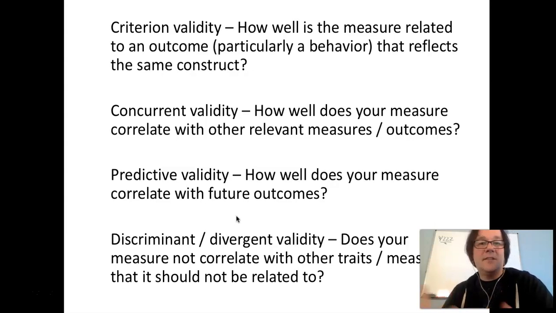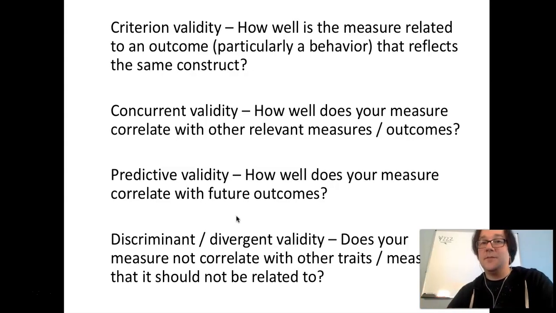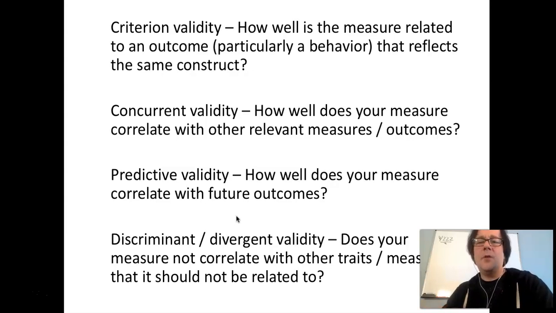So if people are scoring high on my sexism scale, and they're scoring high on this racism scale and high on this homophobia scale that I included, I would say that my scale has good concurrent validity. Why? Because they're scoring in such a way on my scale and on these other scales that I would expect them to score high on as well. Predictive validity. How well does your measure correlate with future outcomes? This is a lot like criterion validity.